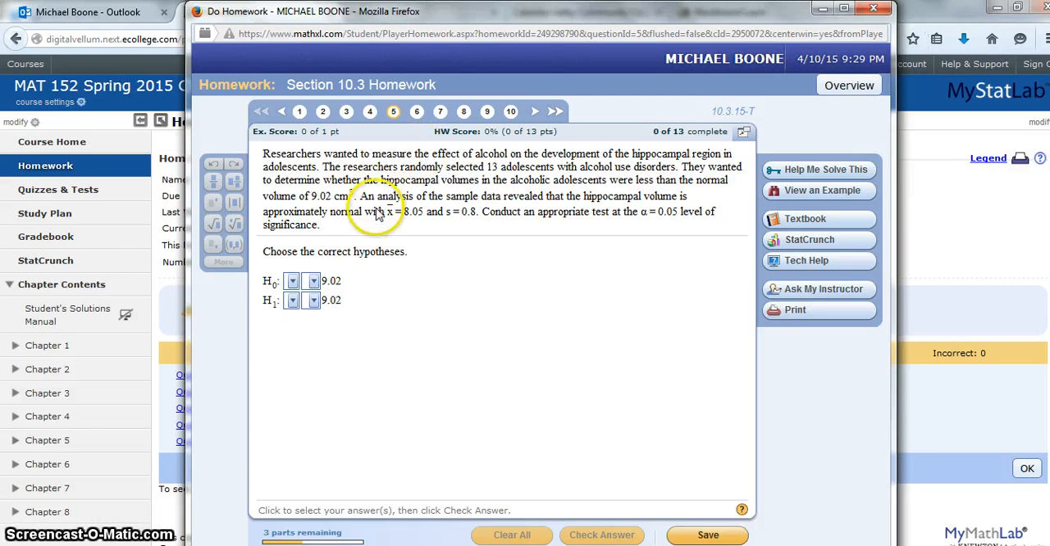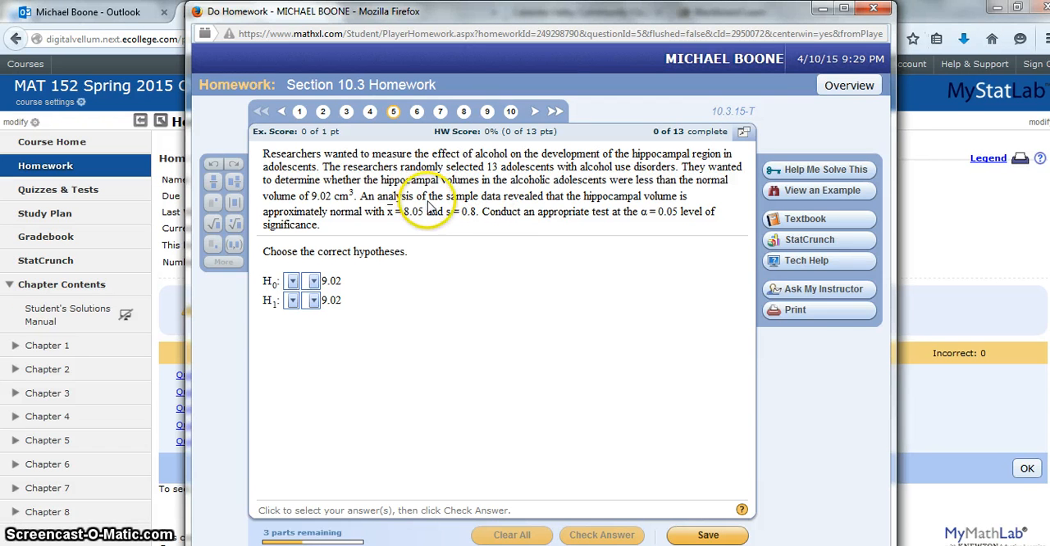the hippocampal region in adolescence. The researchers randomly selected 13, so there's our sample size, with alcohol use disorders. They wanted to determine whether the hippocampal volumes in the alcoholic adolescents were less than the normal volume of 9.02 centimeters cubed. So this is what it's believed to be, 9.02 centimeters cubed. And we're going to see if it's different. It's kind of what we're looking for.